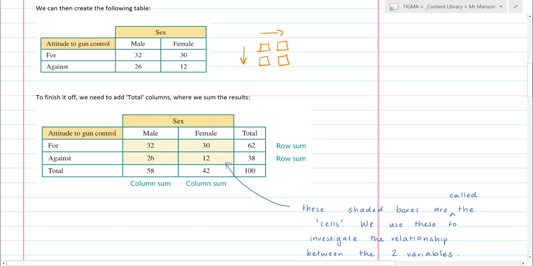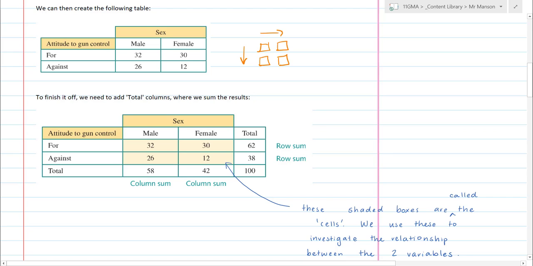32 males are for gun control, 26 are against it, 30 females are for it, 12 are against it, but it also has the totals, which might come in handy because you might get questions that say something like, what percentage of people are females and for gun control? And you would say, well, that's 30 out of 100, 30%.